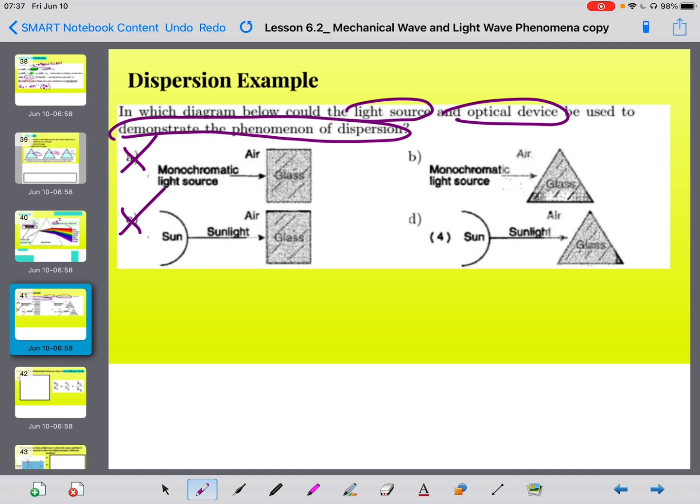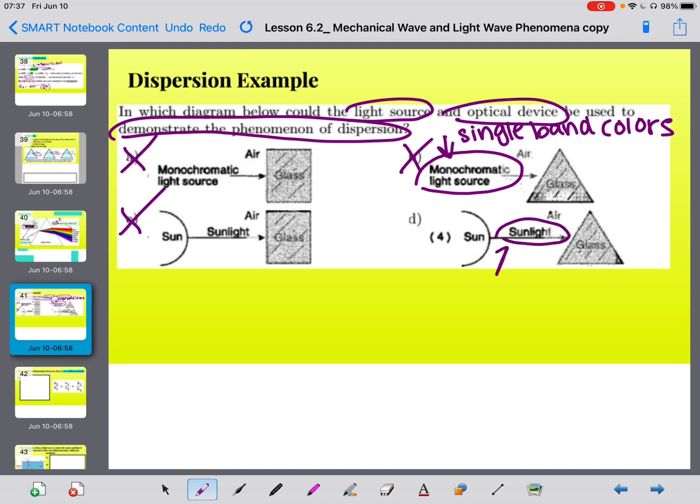So it says monochromatic. Okay, remember monochromatic was the single band colors. So that means that we started out with ROY G. BIV already, and that cannot be true. So this is not the right answer. So let's make sure that D is the answer.